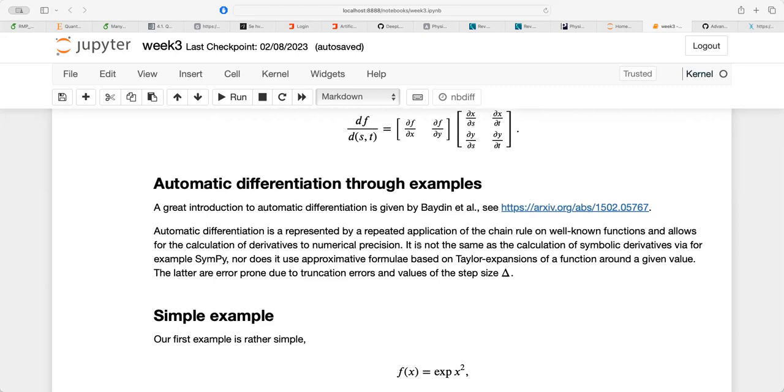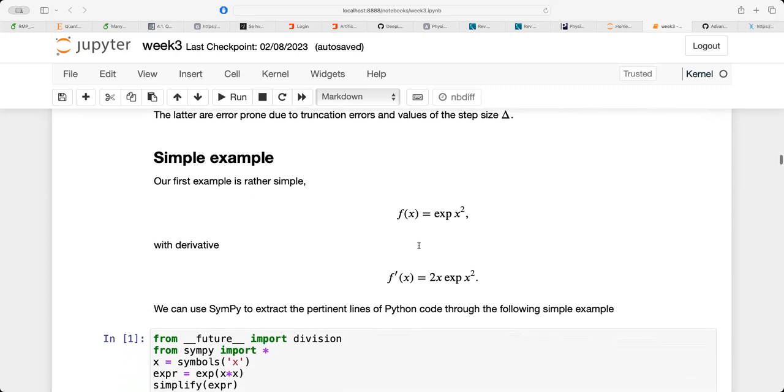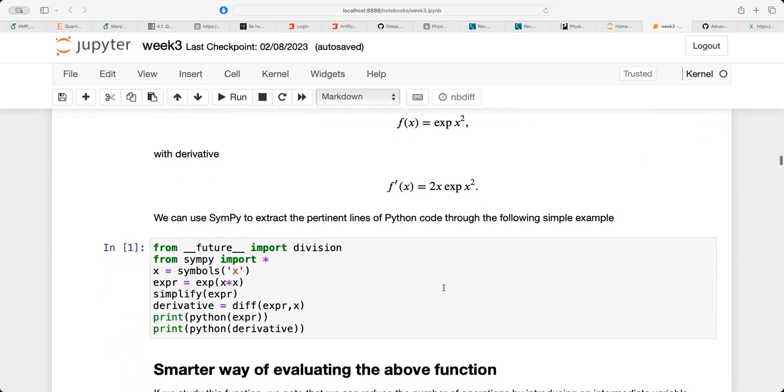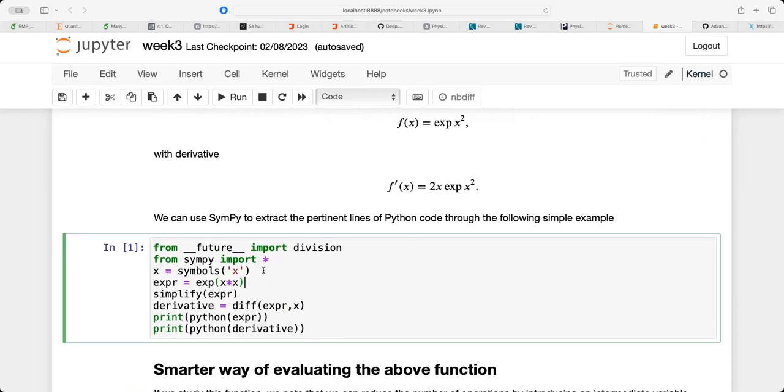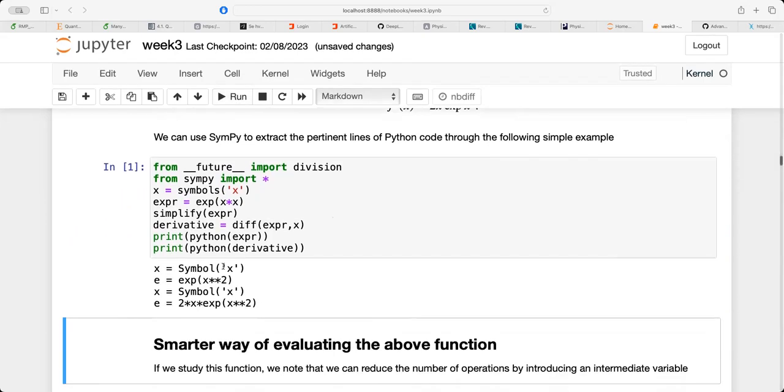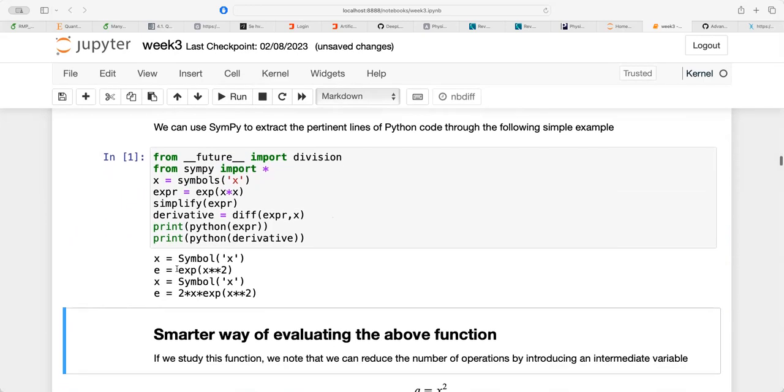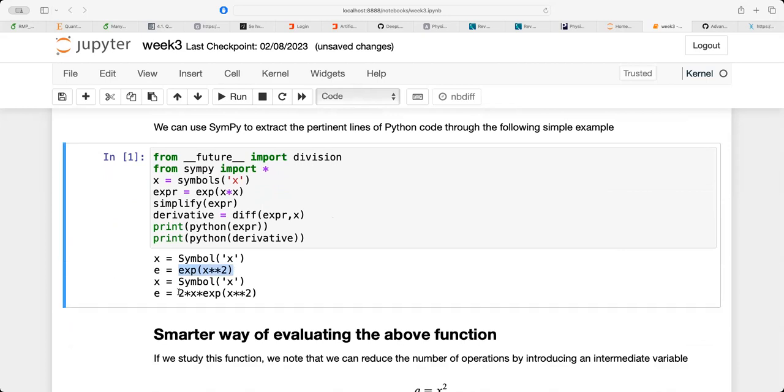So again, I hope you don't get offended if I go through some basics. I have a simple example here, and the derivative is pretty obvious, right? No surprise. Now you could use SymPy to translate this into Python code for you. So you see, this is Python code and this is Python code. This is what you would also do with Mathematica: you call Mathematica, you type in a function, and it gives you the derivatives.